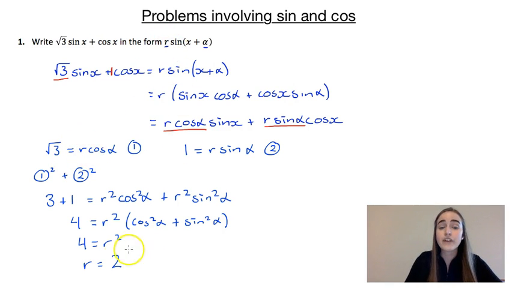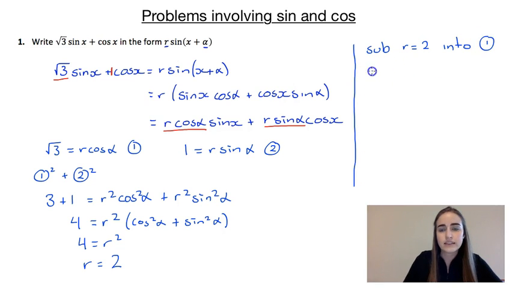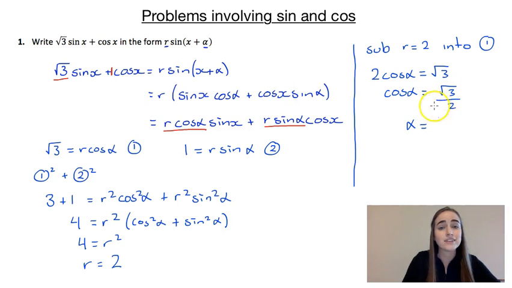All right, so that gives us one of our unknowns. That tells us what r is. I'm going to come up here for a second. I'm going to sub r equals 2 into either equation 1 or 2. It doesn't matter which one. If we substitute it into equation 1, that's going to tell me that 2 cos alpha is equal to the square root of 3, which means that cos alpha is root 3 over 2, which means that alpha, this is one of our special angle results, exact values, is going to equal 30 degrees.